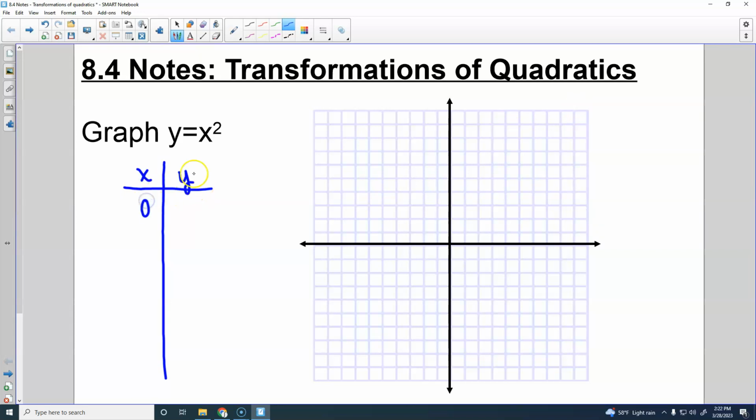If I plug in 0, what is 0 squared? 0. So that would be the point right here, 0, 0. If I plug in 1, 1 squared is 1.